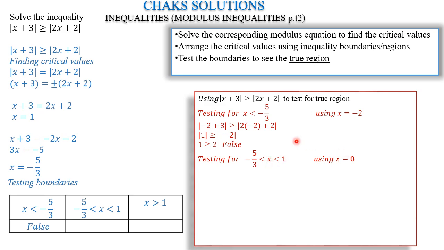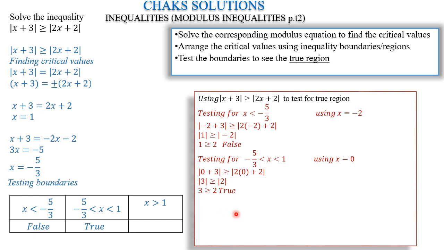So we are going to place 0 on both sides of this inequality here. So we are going to have |0 + 3| ≥ 2 times 0 + 2 here, which is going to give us |3| ≥ 2. So you can see 3 is greater than 2 here. So this is a true statement. So it's true, which makes the middle region true here. Right, so now we test the last region here, x greater than 1 here.